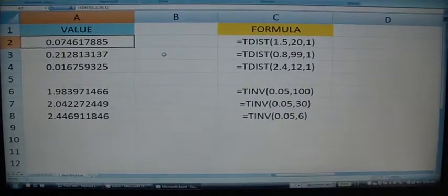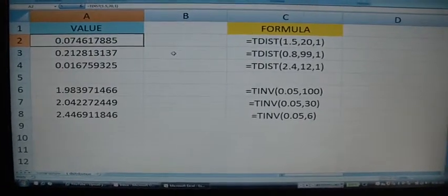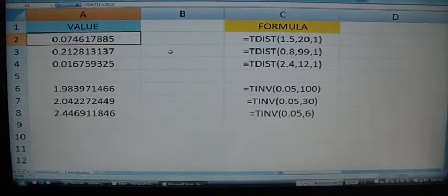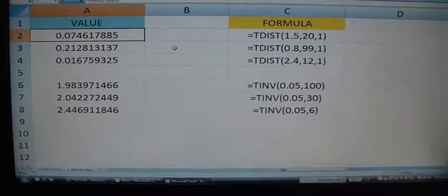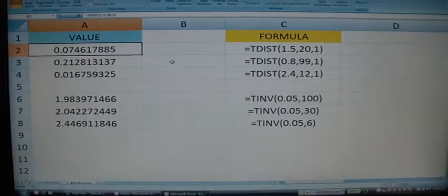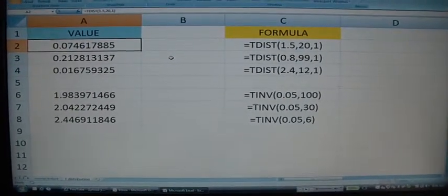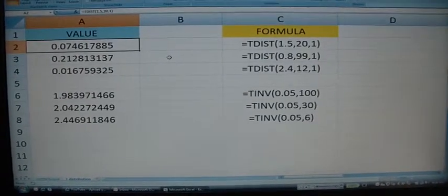And then lastly, if I have just 7 data points giving me 6 degrees of freedom, you have to go a lot further to get 95% probability, and the number is about 2.4469. So these formulas are useful for doing calculations with the t random variable.